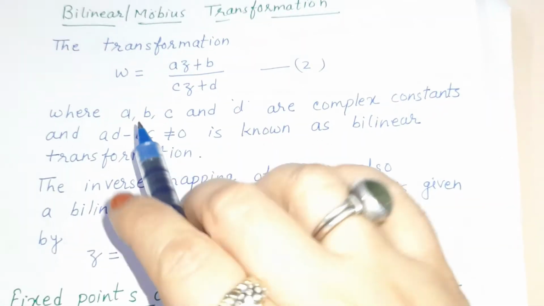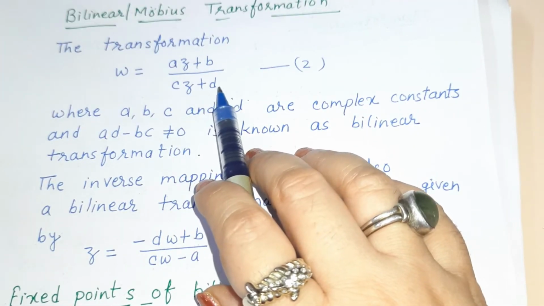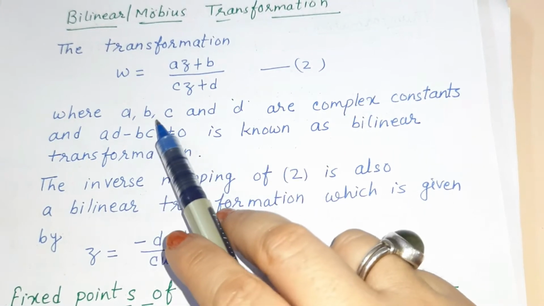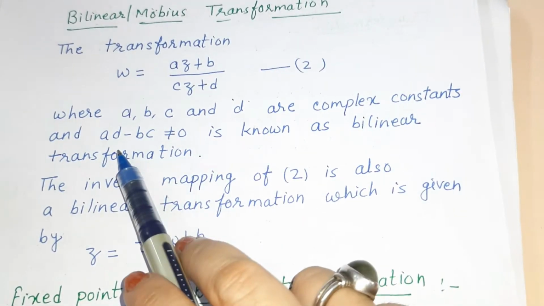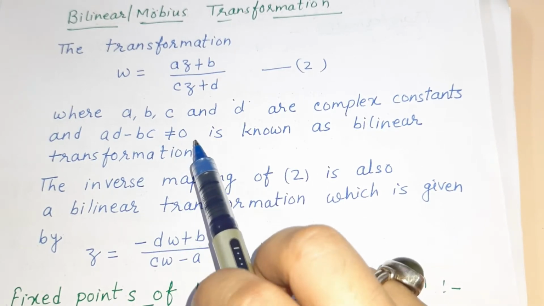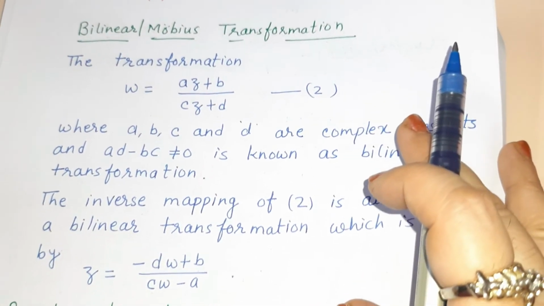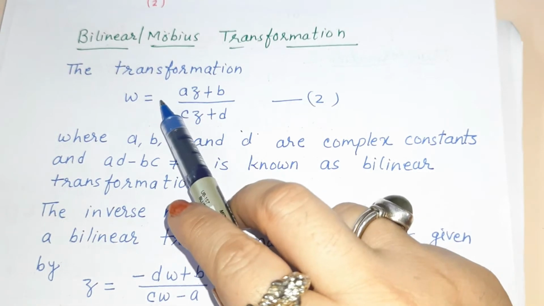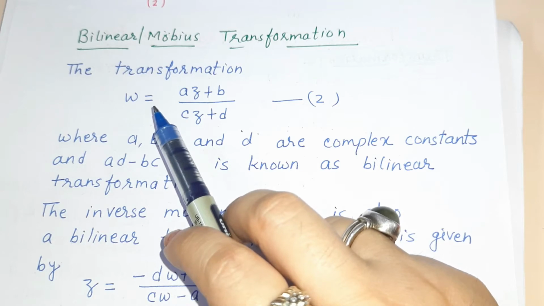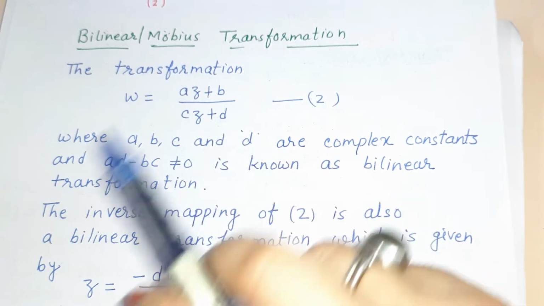The transformation w = (az + b)/(cz + d) is known as bilinear transformation, where a, b, c, d are complex constants and ad - bc should not be equal to 0. This condition should be followed, and this transformation is known as bilinear transformation because it gives a linear equation in z as well as in w. It is also known as Mobius transformation because Mobius first studied this transformation.